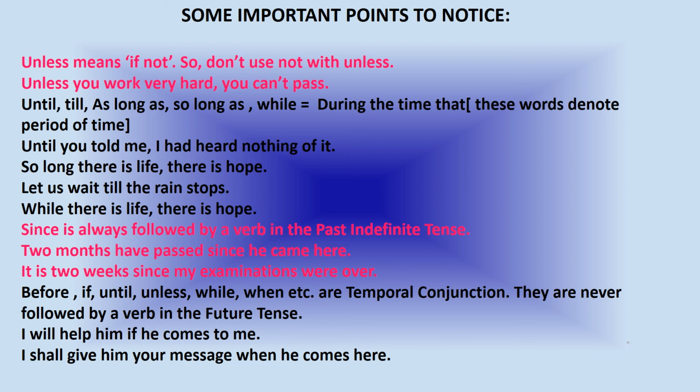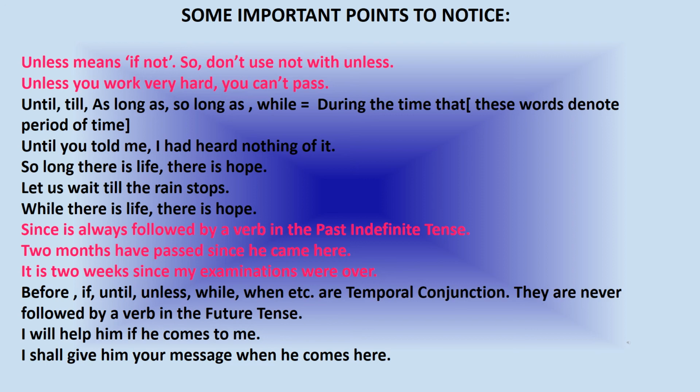Next is since, which is always followed by a verb in the past indefinite tense. For example, 2 months have passed since he came here. Here, after the since, we have used the second form of the verb, that is the past indefinite tense, came. The same way in another example, it is 2 weeks since my examinations were over. Is over is wrong. The correct one is were over. Here also we have used the past indefinite tense.